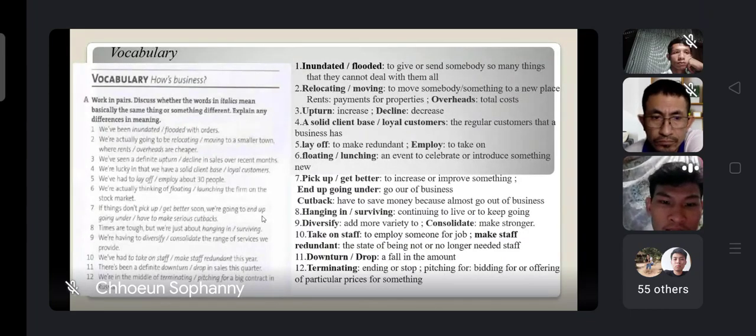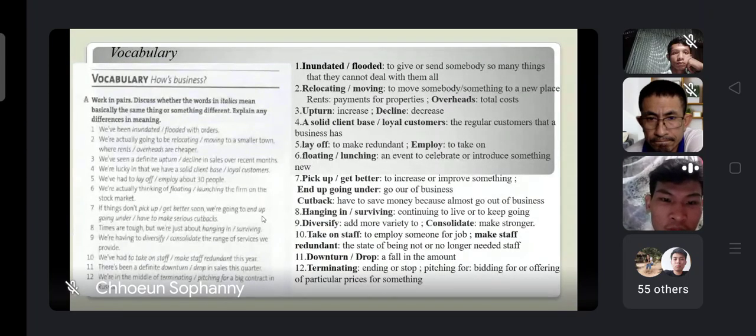That means diversifies. And another one is consolidate. That means to make stronger. And number 10 is take on staff. That means to recruit or employ more staff. Someone for a job. That means provide him or recruit him for work in your companies. We call take on staff.